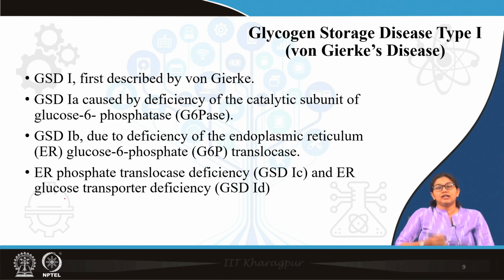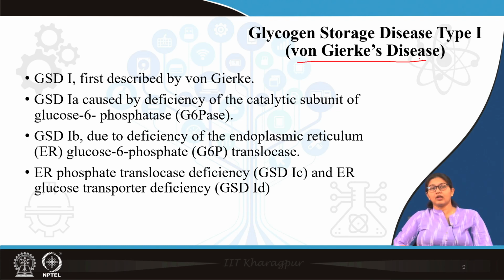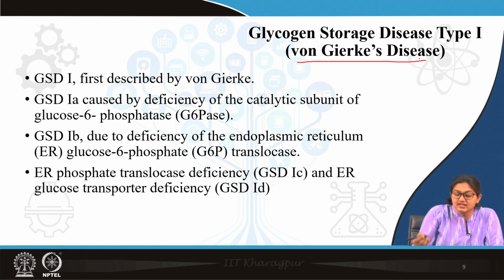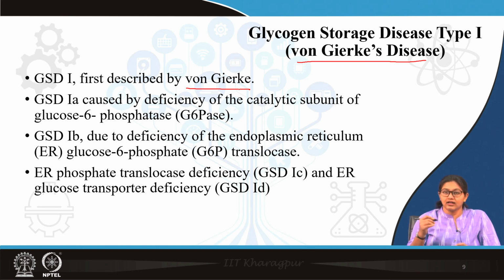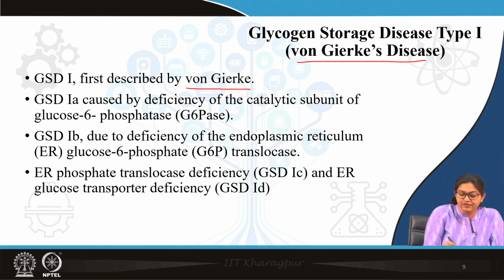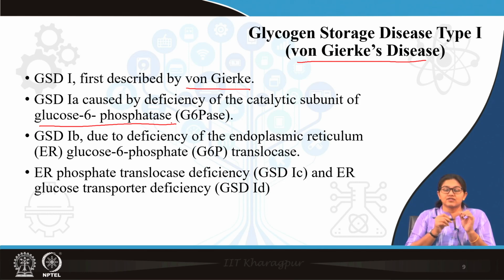Next, we will discuss type 1 glycogen storage disease. This is the most important one, which is known as von Gierke's disease. It is named after the person who first described the disease, von Gierke. Now, the cause of this disease is related to the enzyme glucose 6 phosphatase. If you remember, while glycogen is breaking down, it forms glucose 6 phosphate, which is finally broken down by glucose 6 phosphatase.